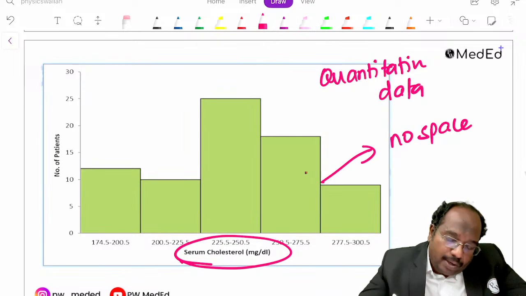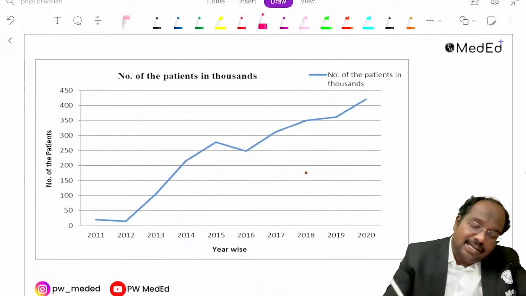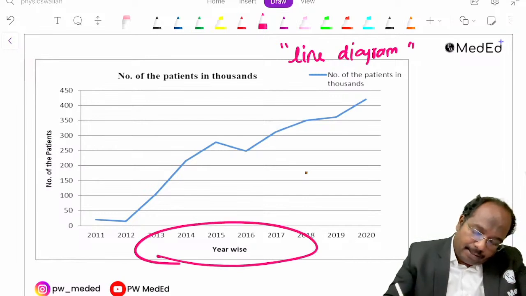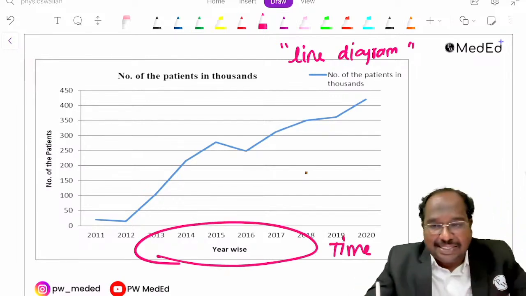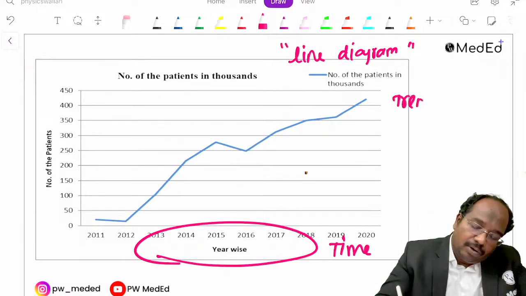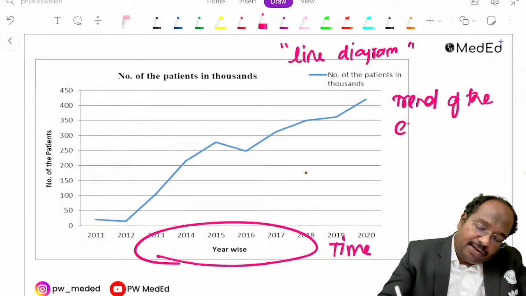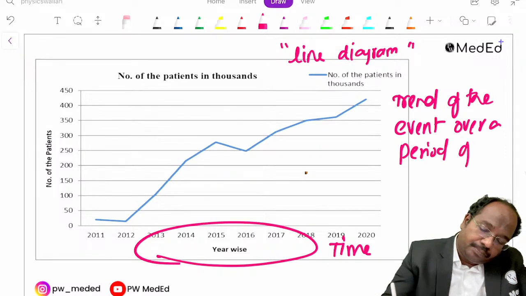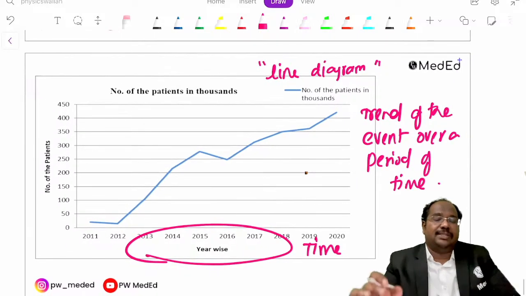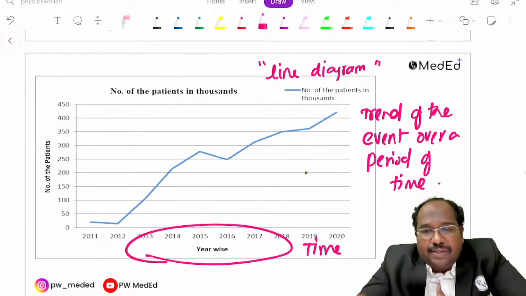Fine. What is this graph? This is a line diagram. In a line diagram, time is there on the x-axis. So this will tell you the trend of the event over a period of time. What is the trend of this condition over a period of time? This is a line diagram, guys.